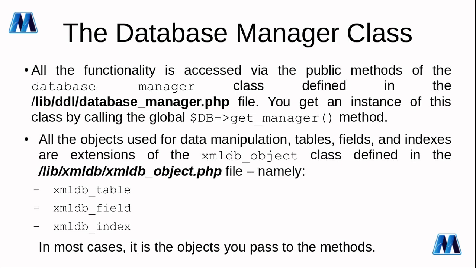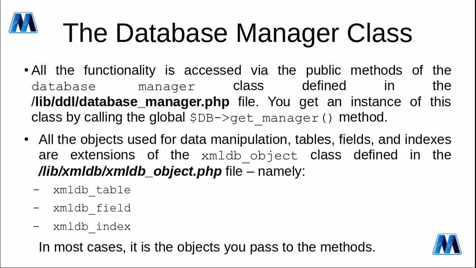So when you want to use the data definition API, you usually will do it via the global database manager class, which is defined in the file that's on the screen there. And you normally get an instance of that class by calling the global $DB, the global database connection, get_manager method.